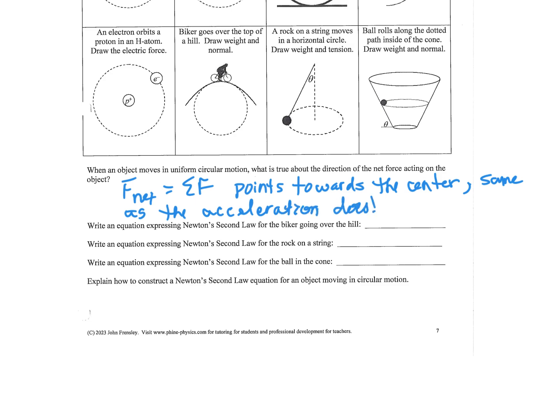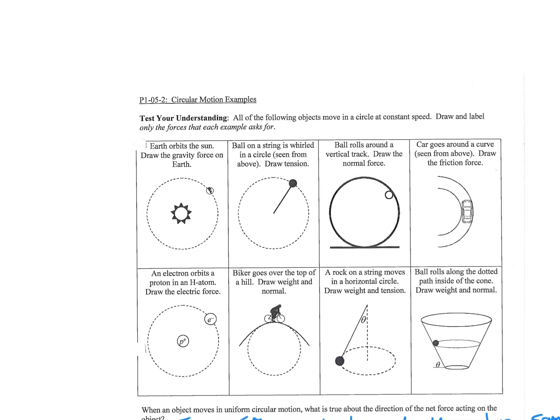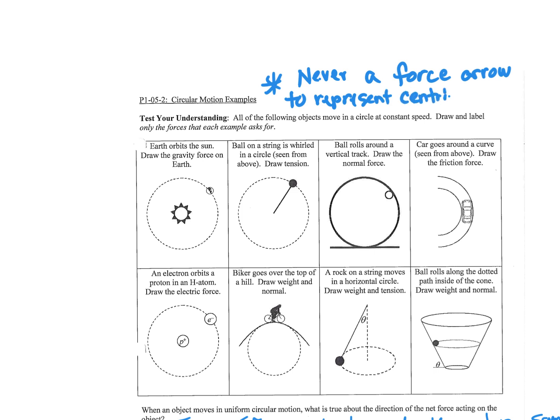The other thing you need to know is that there is never a force arrow to represent centripetal force. Centripetal meaning centered, what? Centerward, towards the center. There's never a force arrow to represent centripetal force. Centripetal force is a made-up force. It is representing the direction of that circular acceleration, but you do not put it on the graph.